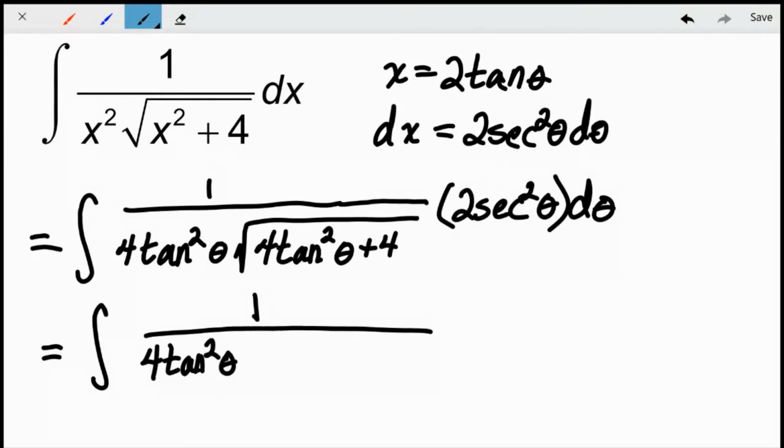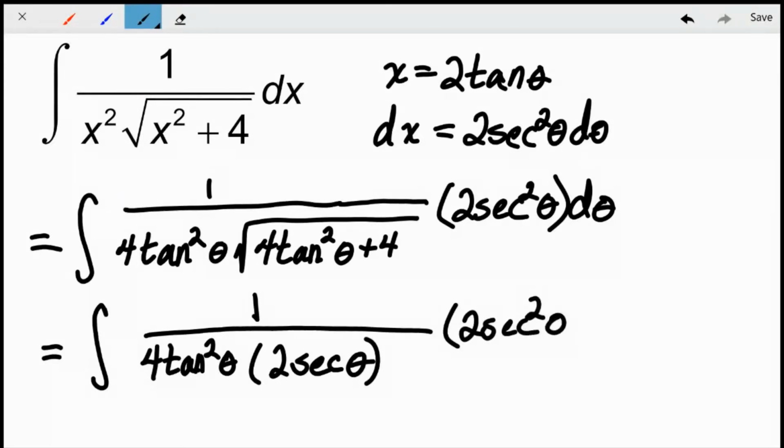So the 4 in the square root could factor out. It would become a 2. And then tangent squared theta plus 1 would be secant squared theta. So then this just becomes 2 secant theta. So my square root is gone, which is what I wanted. I'm still multiplying by that 2 secant squared theta d theta.